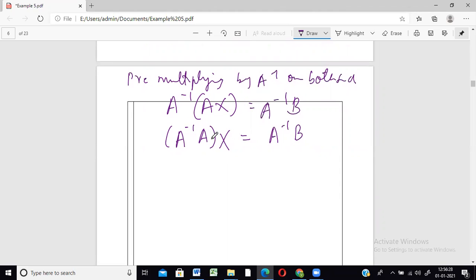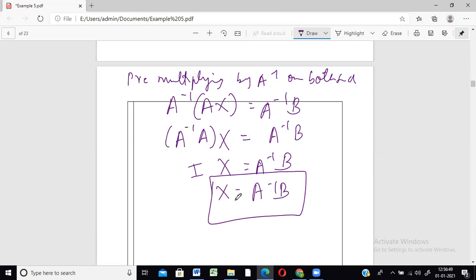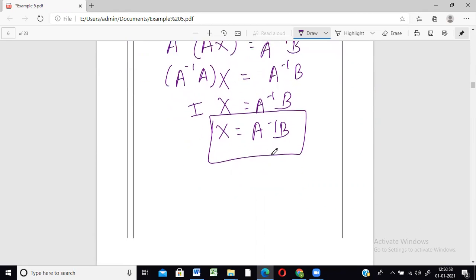A inverse into A, which we did in the last video, is nothing but identity into x, which is equal to A inverse into B. So what will be the value of x? Identity is like one, I said last time. Any matrix you multiply using identity, you will get that matrix only. So x will be equal to A inverse B. This is the value of x, okay? Thus there is a unique solution, and x, y, and z will be the unique solution of that particular equation.